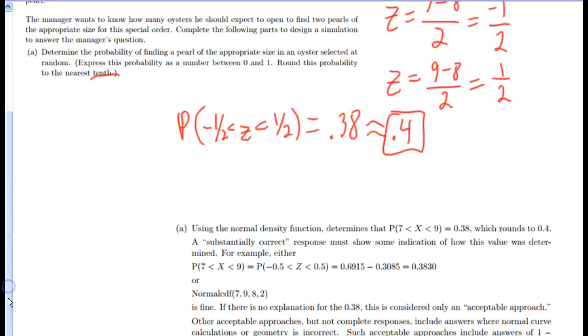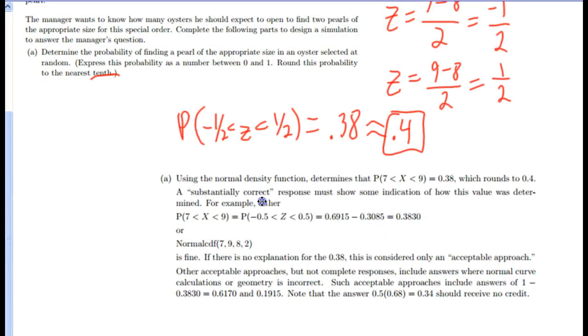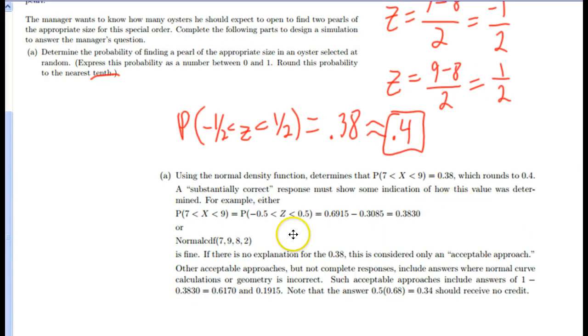Now, just so you see the answers that were provided and the way they grade it, they accepted it if you said normCDF 7, 9, 8, 2. If you didn't even convert it, that was an acceptable approach. They prefer this, and this is what I prefer you to do, where you link the z-values to your probability there. Let's look at part B.